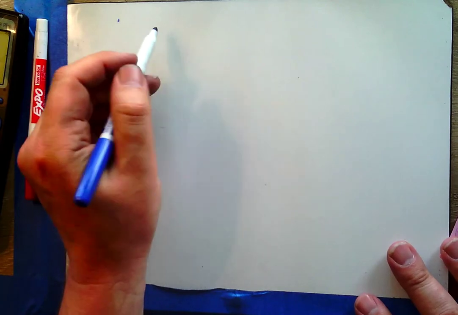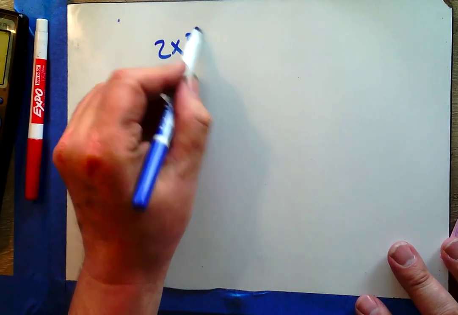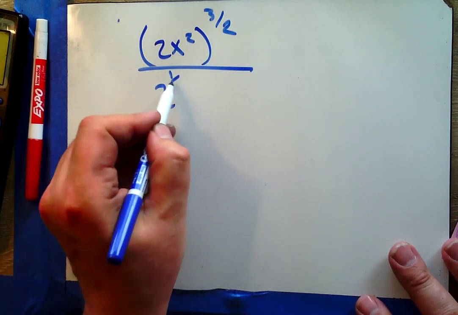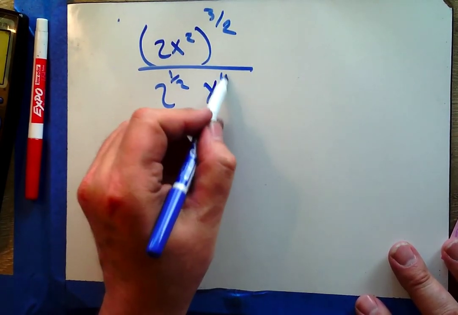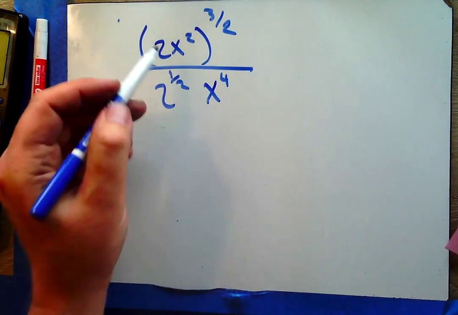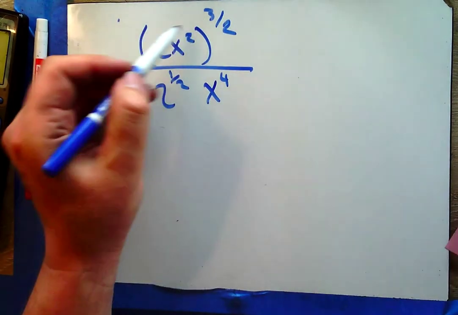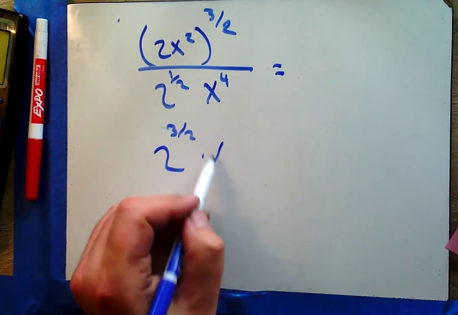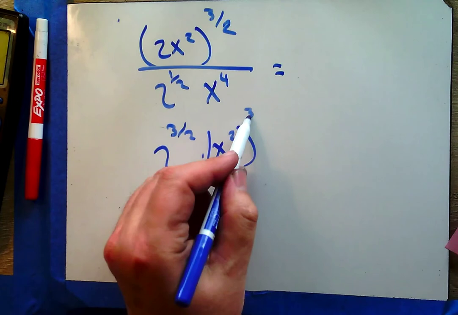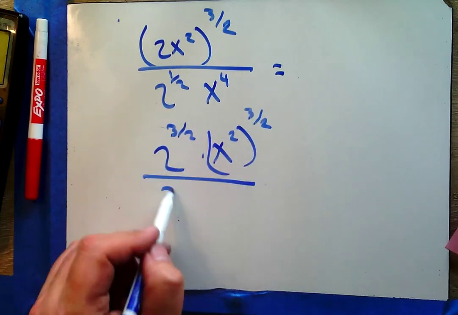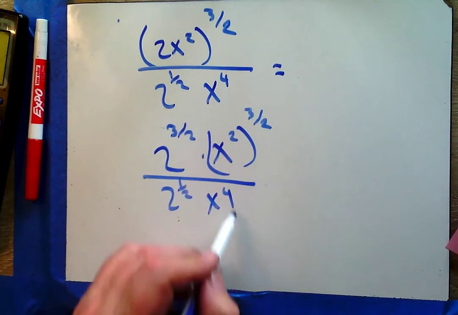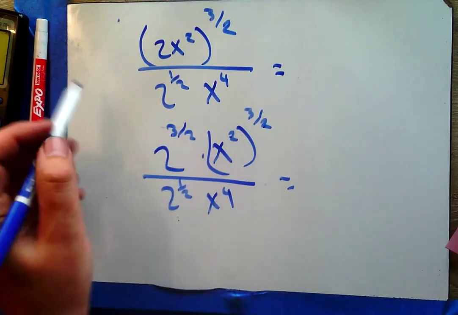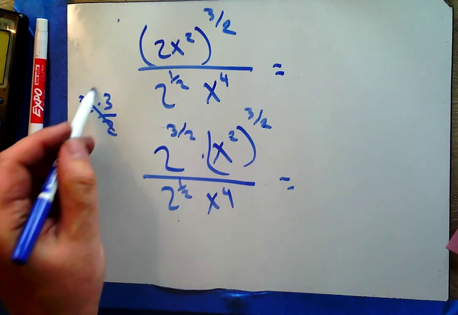All right, so then these. These are the ones that people often feel uncomfortable with on the homework or on a test. Okay, I don't see any plus or minus here, so I know it's safe to apply the exponent. 2 to the 3 halves times x squared to the 3 halves over 2 to the 1 half over x to the 4th. Okay, when I raise a power to a power, I multiply. 2 times 3 halves is 3.